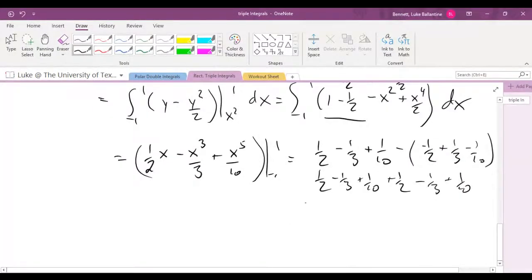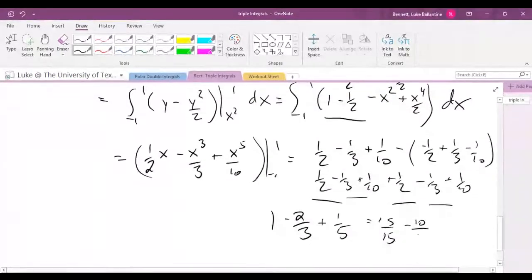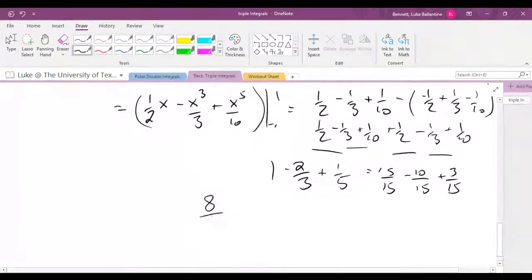Okay, so what do we get? We get 1/2 plus 1/2 is 1, minus 2/3, plus 1/5. Okay, so this is equal to 15/15 minus 10/15 plus 3/15. This is 15 minus 10 is 5, plus 3, so this is 8/15.